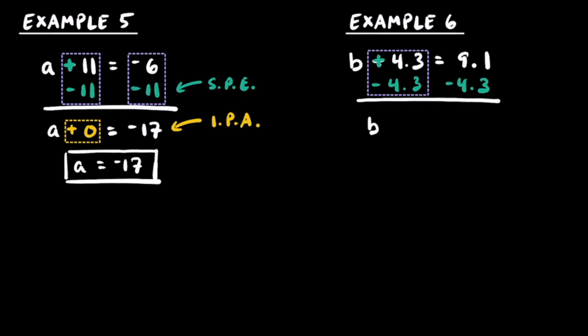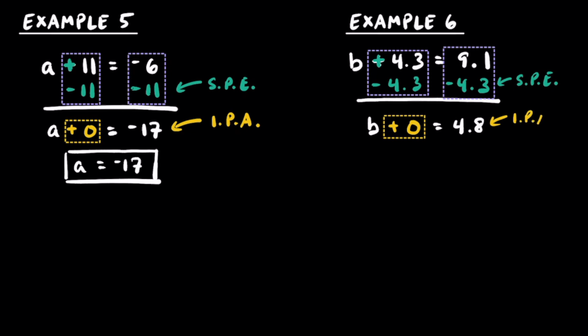On the left side of the equation, this plus 4.3 and minus 4.3 will combine to make 0, so we can write b plus 0 on the left side. On the right side of the equation, 9.1 minus 4.3 is equal to 4.8, so we can write that on the right side of the equation. Subtracting 4.3 from both sides of the equation was using the subtraction property of equality, and then getting rid of this plus 0 that we're about to do right now is using the identity property of addition. Simplifying this down, we can just write that the value of b is equal to 4.8. There's our solution.